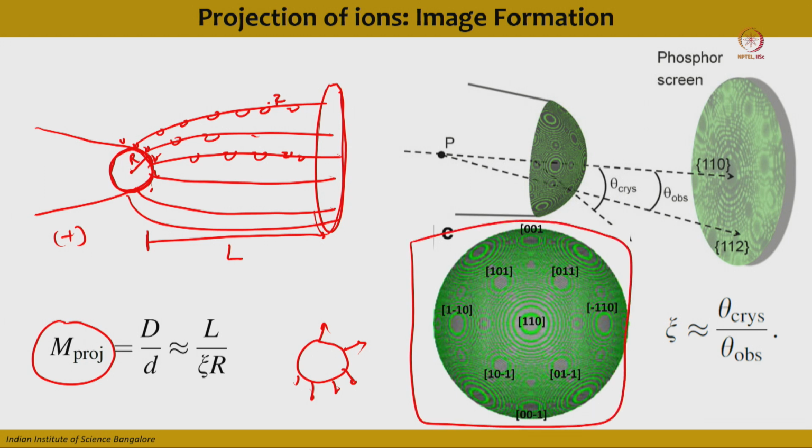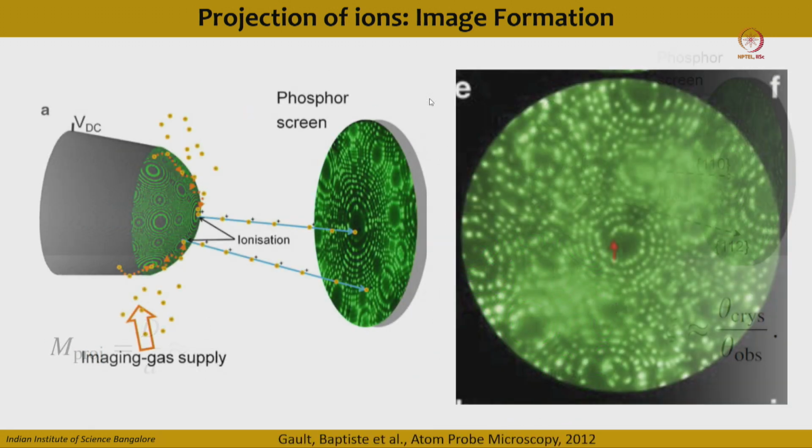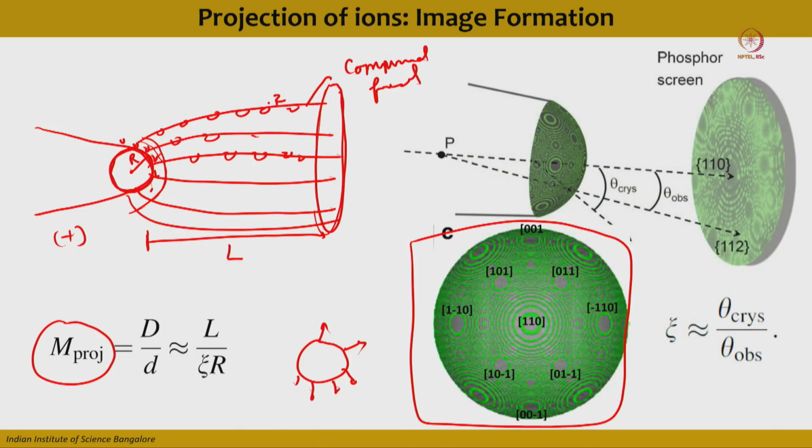Now, as I told you, this is a truncated shape, and your field lines are not always perpendicular to the surface. Near the surface they are perpendicular, but if you go away from the surface your field lines are compressed. So these are called compressed field lines, and this will have a direct consequence on the magnification. Let me show how. So now assume that this has a radius of curvature.